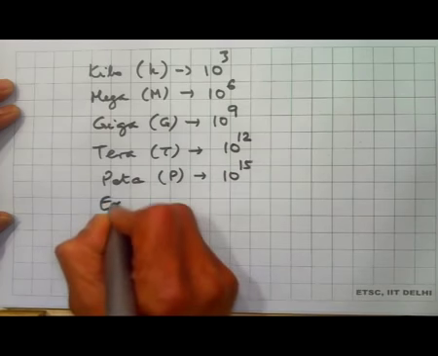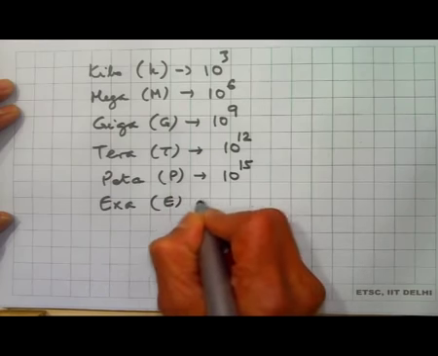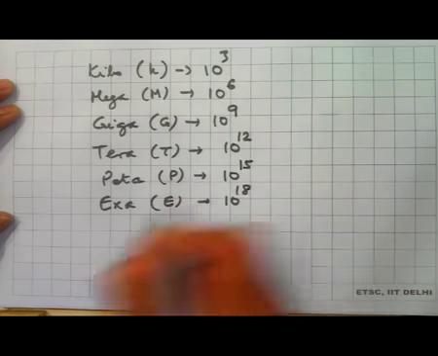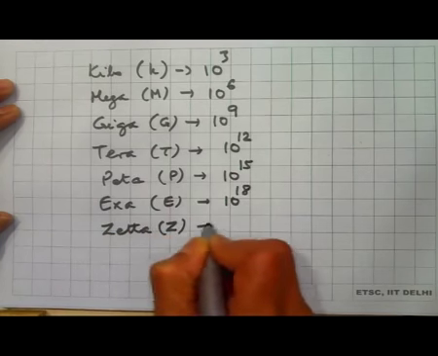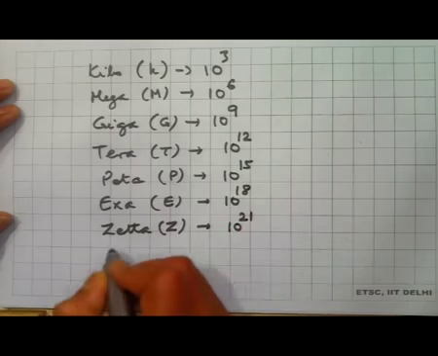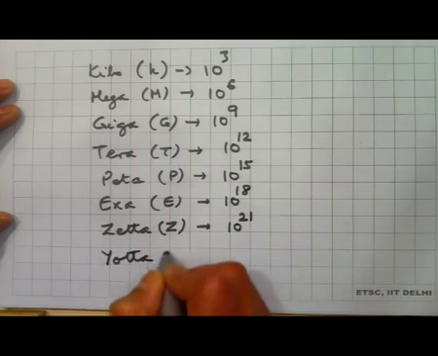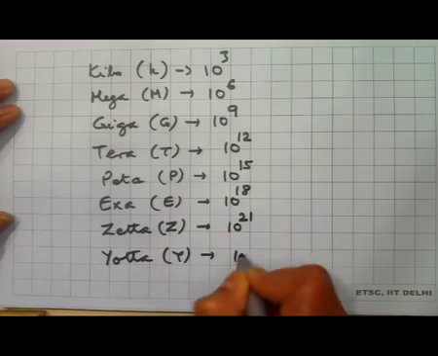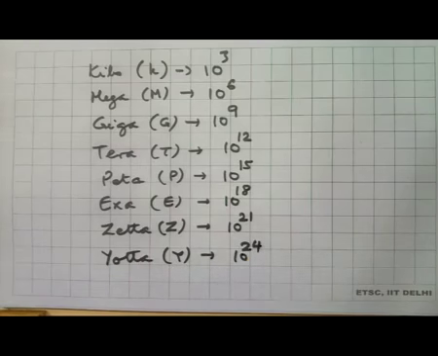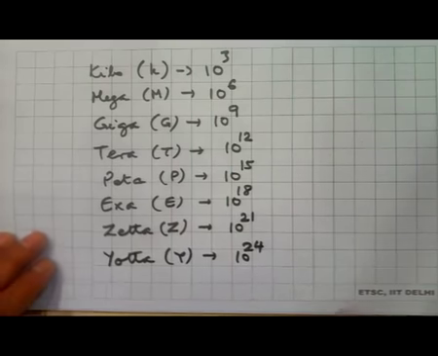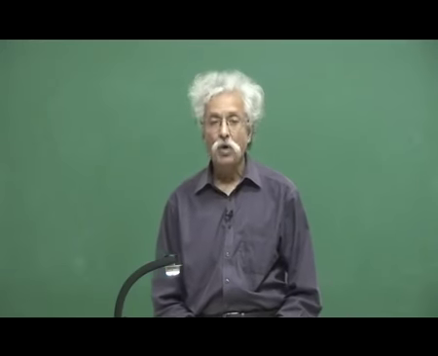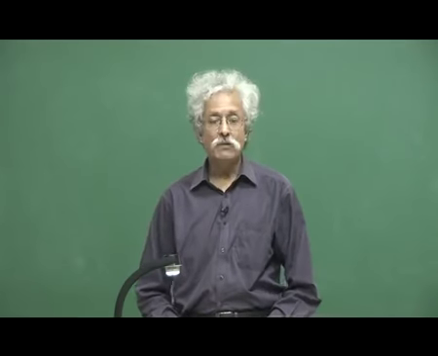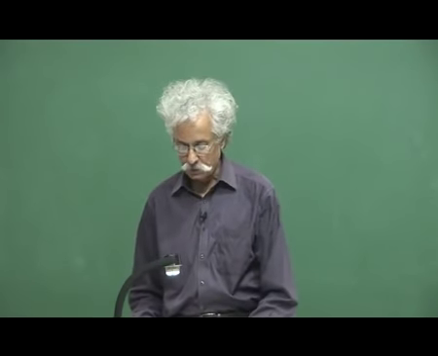Then you have exa, E, which is 10 to the power 18. Then you have zeta, capital Z, which is 10 to the power 21, and finally iota, capital Y, which is 10 to the power 24. I thought I will just mention this, because many times in physics and engineering you will use quantities which are quite small or large in number, and then you will have to use some of these powers to explain those quantities.